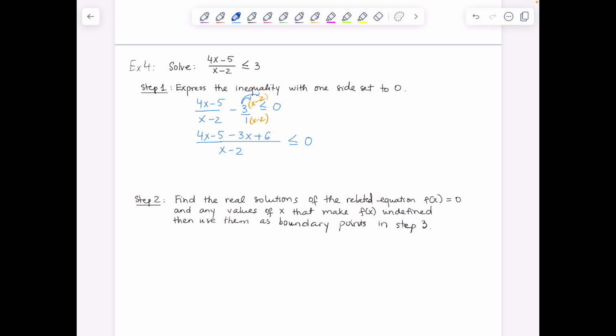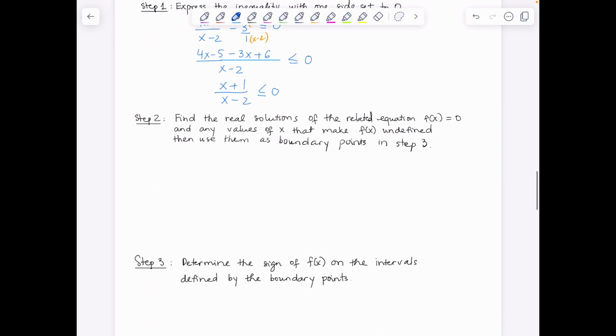In the numerator, you can combine like terms. So 4x minus 3x, that's x. And then negative 5 plus 6, that's plus 1. And at the end, we end up with this expression here.